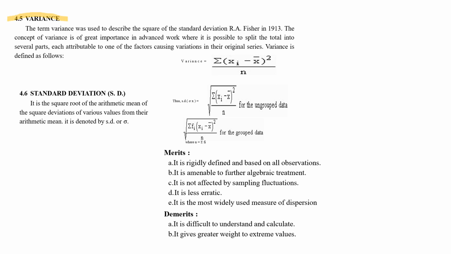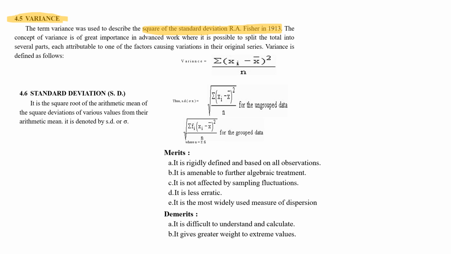Then what is variance? Actually we should do standard deviation first, then variance. The term variance was used to describe the square of the standard deviation. Square of standard deviation is known as variance. R.A. Fisher in 1913 found it. The concept of variance is of great importance in advanced work where it is possible to split the total into several parts, each attributable to one of the factors causing variations in the original series. Variance is the square of the standard deviation.